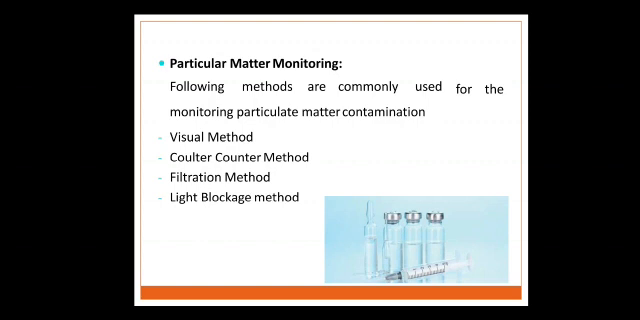Now we will see the particulate matter monitoring. All the parenteral products must be sterile, free from pyrogen and particulate matter. Now, what does particulate matter mean? There are various sources of particulate matter which may interfere with the various parenteral products. To check the particles which are present, there are various methods used, such as visual method, Coulter counter method, filtration method, and light blockage method.